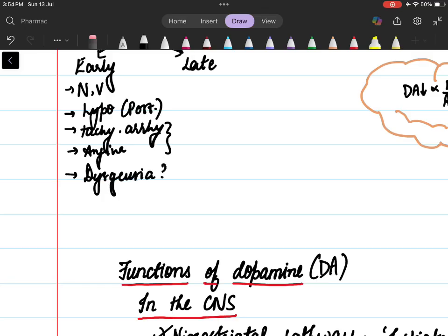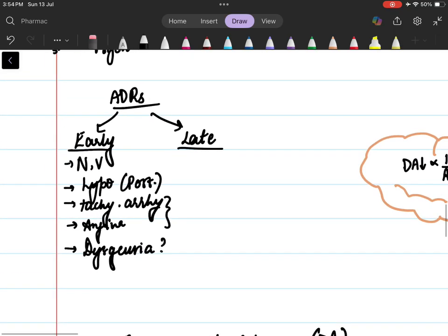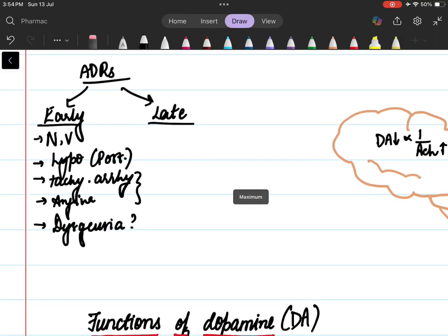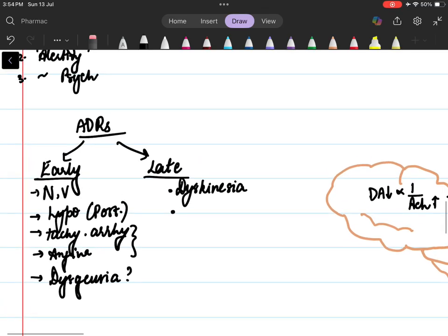I don't really know the mechanism behind this, so comment down below if you know. So these are the early adverse drug reactions of dopamine, which means on starting treatment, these are some things the patient can experience. What are some late adverse reactions? Dyskinesias. Dyskinesia, simply put, is an abnormal movement. This may include tongue thrusting, grimacing. Okay, we call it tardive dyskinesias in particular.